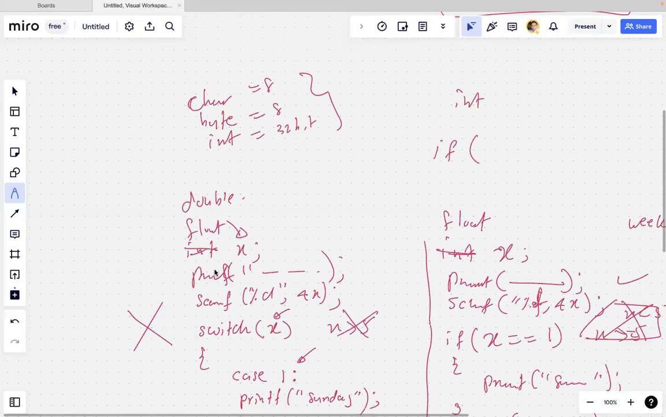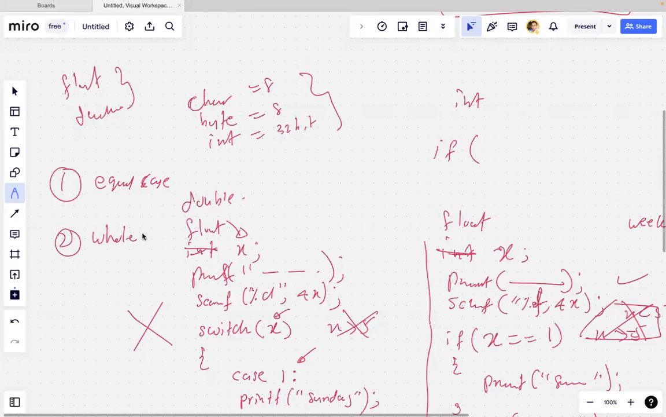But float, double are not allowed in a switch case statement. These are the limitations. So what is the first limitation? Only the equal case. Only you can check the equal case. The second one is whole number. It supports whole numbers.